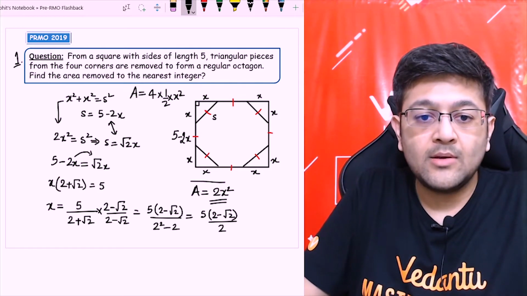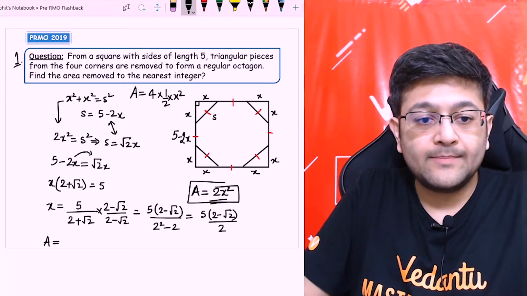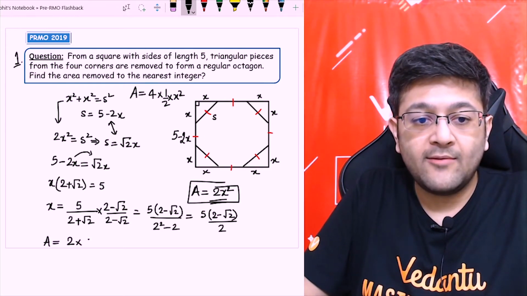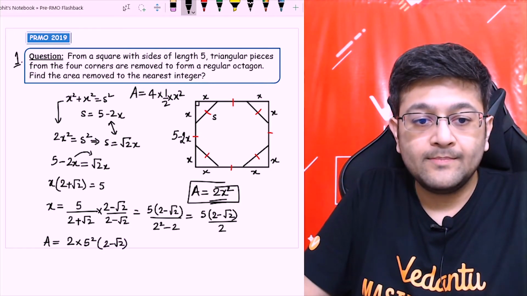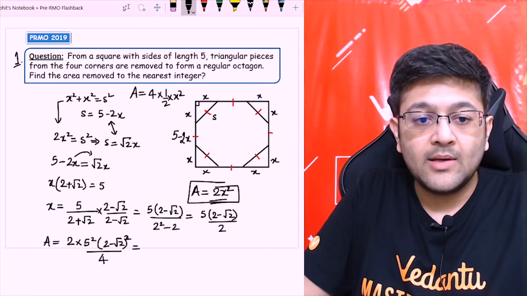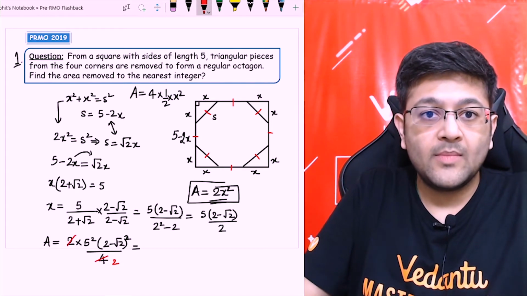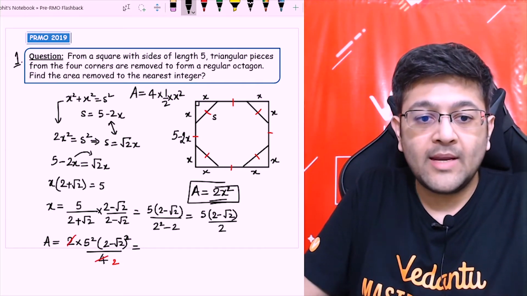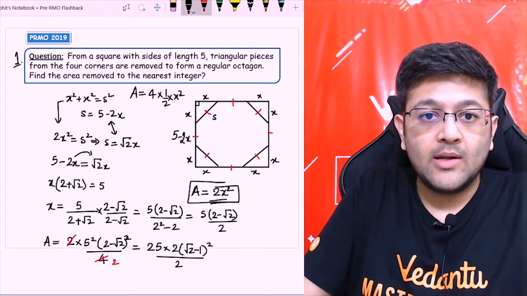What we need to find is 2x square, right? So let's put the value in. x square would be 5 square into 2 minus root 2 whole square upon 2 square, which will be 4. So this 2 and 4 will get cancelled with 2. Now we can do one more thing: we can take this root 2 outside as common. So 25 into 2, and I'll be left with root 2 minus 1 whole squared upon 2. Another 2 will get cancelled.